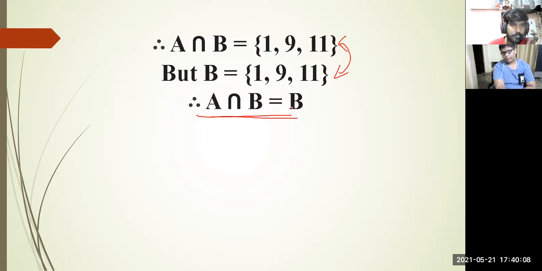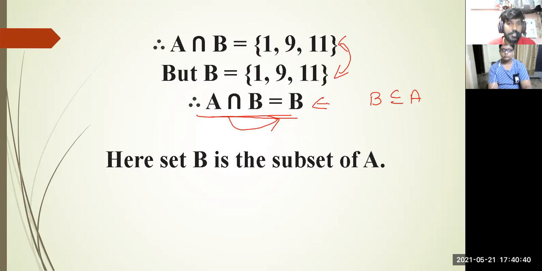Because B has no other number in it except these numbers, and the same numbers are in A. Yes, correct. If I put it in simple words, it is because B is a subset of A. B is inside A. That is why A intersection B is the same as B. So from here you can conclude that in this example, set B is a subset of A.